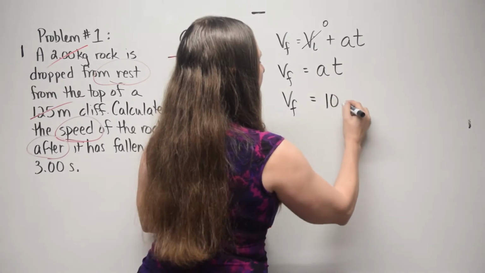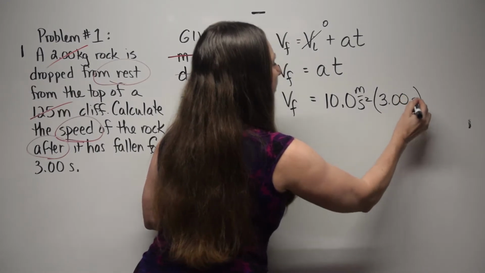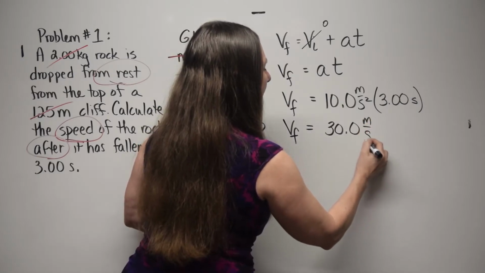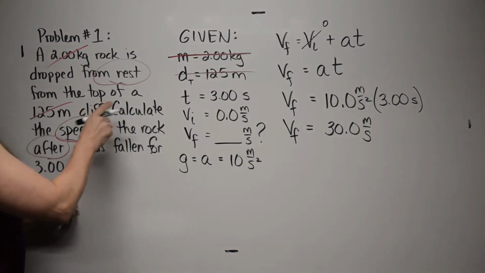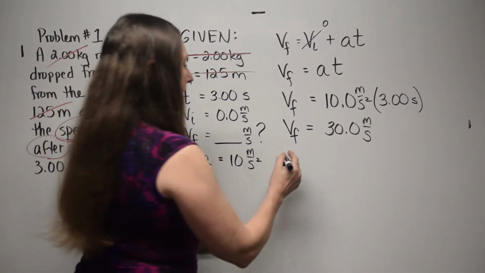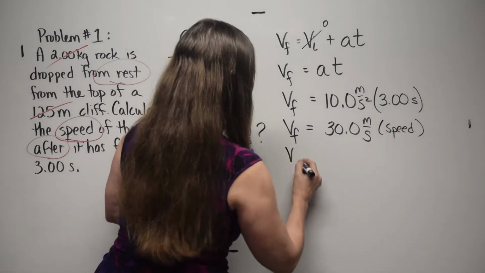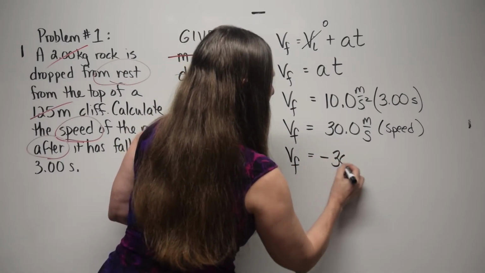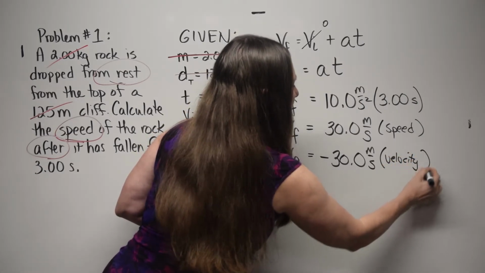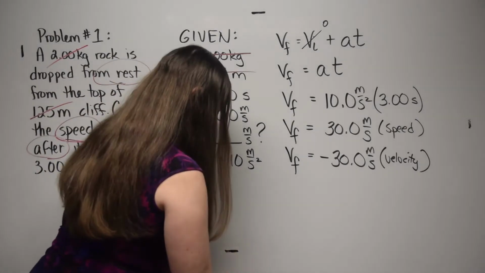All right, A is 10 meters per second squared. The time is 3 seconds. The final velocity is 30 meters per second. Now, if they ask us for the final speed, we don't care about direction. It's 30 meters per second. If they ask us for the final velocity, it's going down, so it would be negative 30.